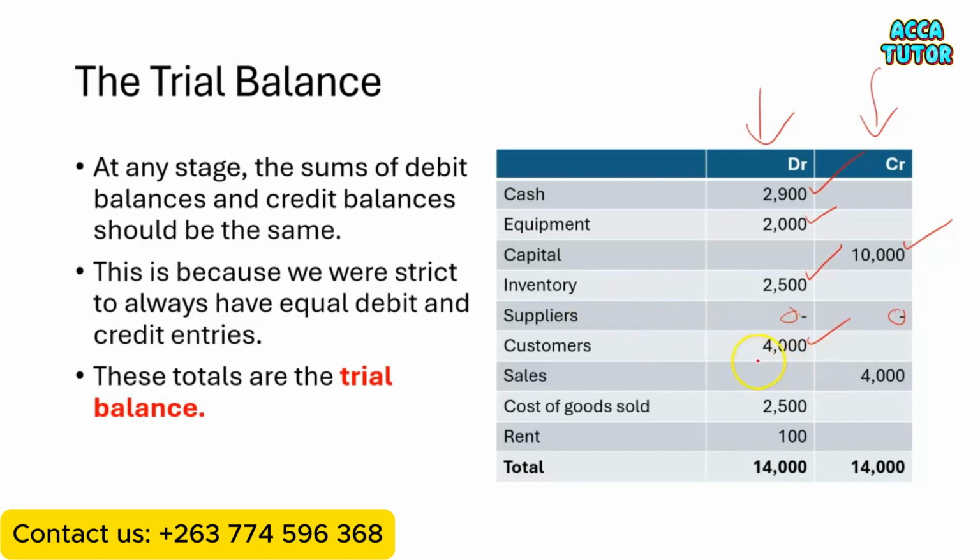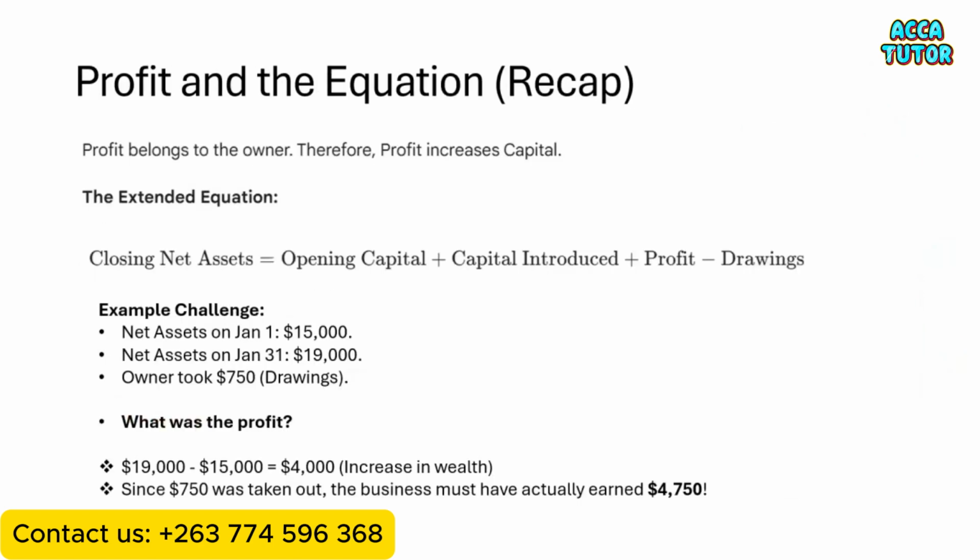Okay, so here, the customers are still owing us. These are the receivables, remember, still owing us. Then the sales is 4,000. All right, the sales are by nature credit entries. Then the cost of sales being a cost is a debit. All right, rent is an expense, is a debit. So you need to total up and they should add up to the same amounts. If they are not balancing, then something could be wrong somewhere. Okay, so profit belongs to the owner, as I've already indicated. Therefore, profit increases capital. I said this. So the extended equation, which normally comes in your examination, is this one.